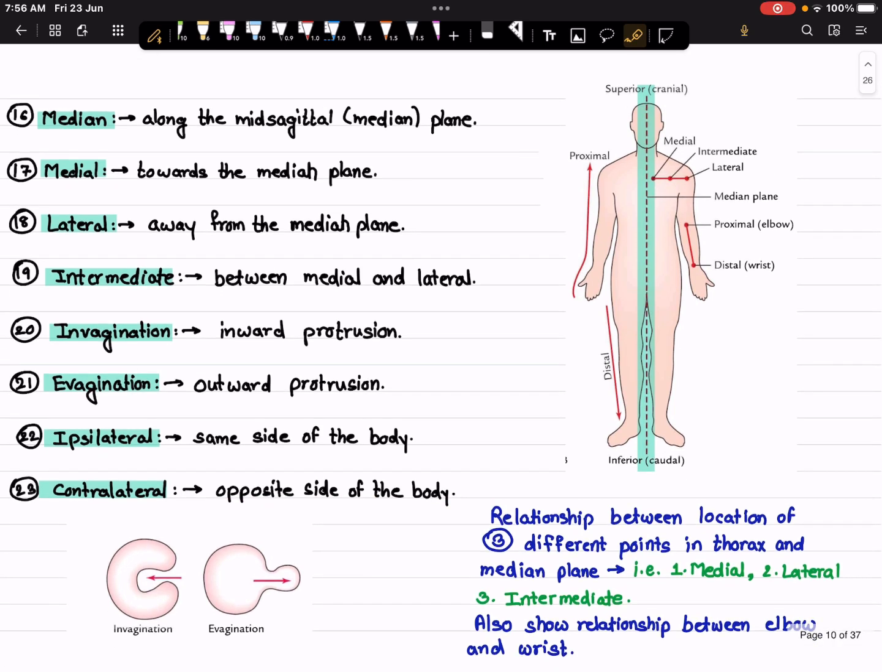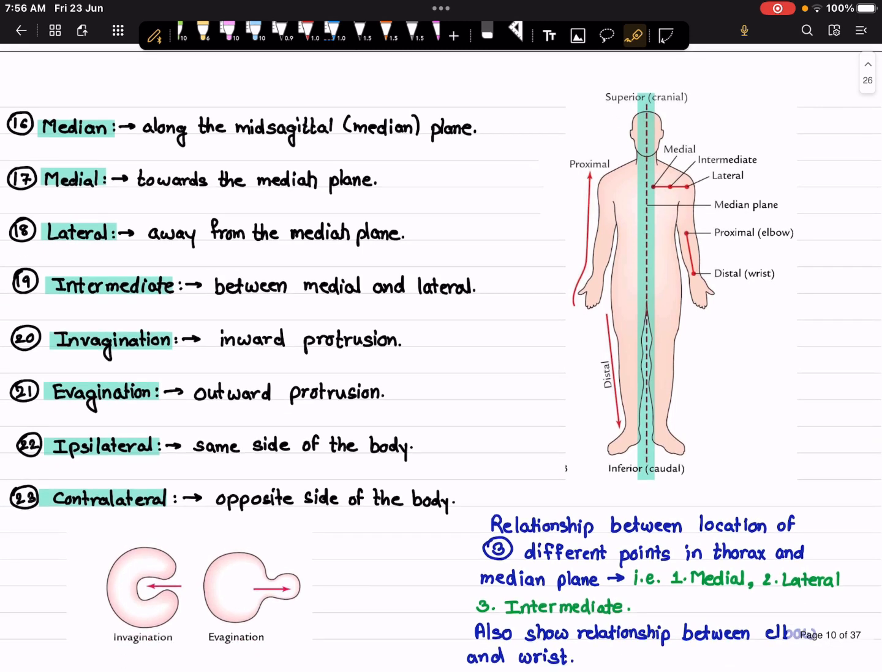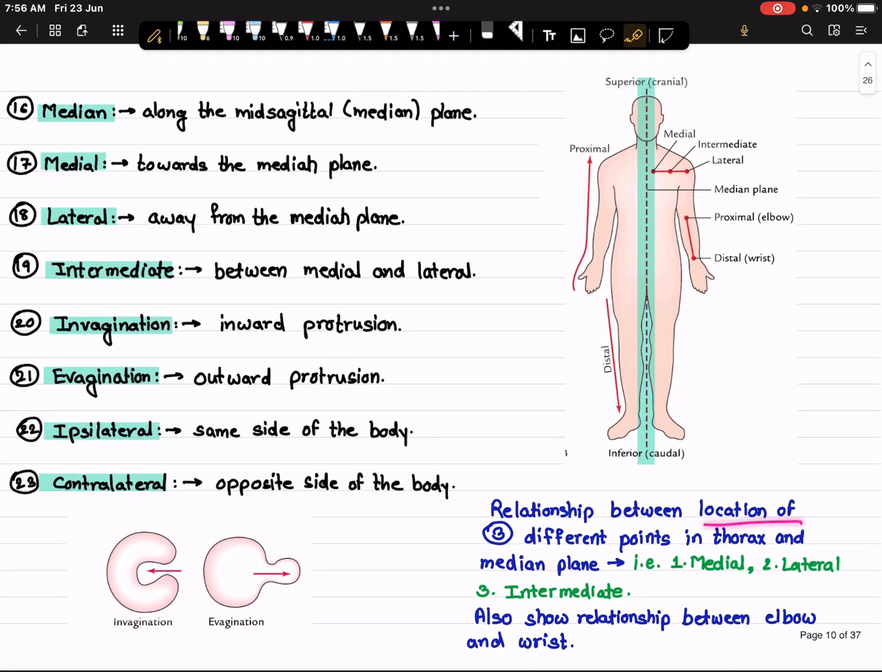And when it comes to explaining this structure, it shows the relationship between the location of three different parts in the thorax and the median plane, that is medial, lateral and intermediate. I have already explained these three points. Medial is going towards the median plane, lateral is going away from the median plane, and intermediate is anything between medial and lateral. Also, it shows the relationship between elbow and wrist.